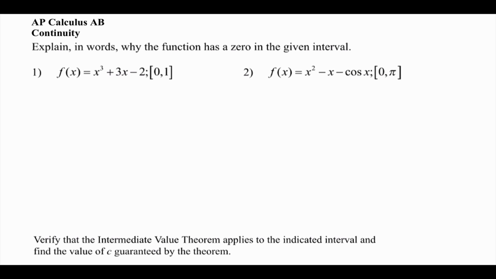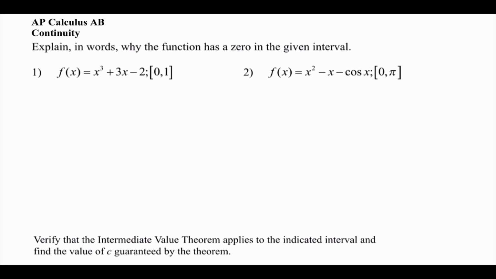Okay, so explain in words why the function has a 0. So tell me about a graph. How do you know a function has a 0? Let me draw a graph. How many zeros does that graph have? 3. Yeah, how do we know? Because it crosses the x-axis, right? So that's what this is asking.